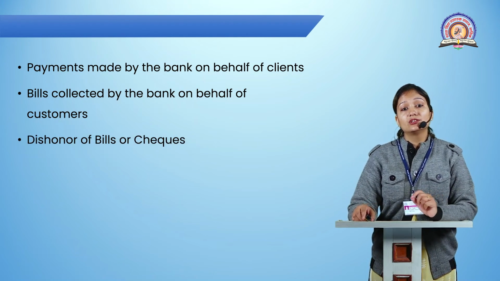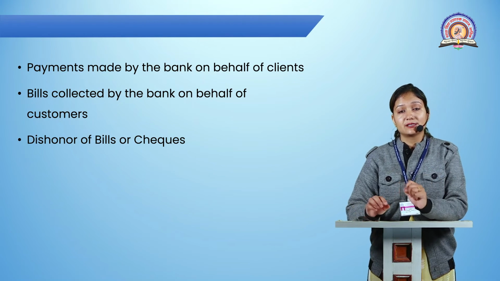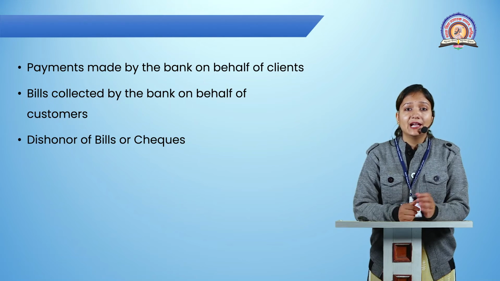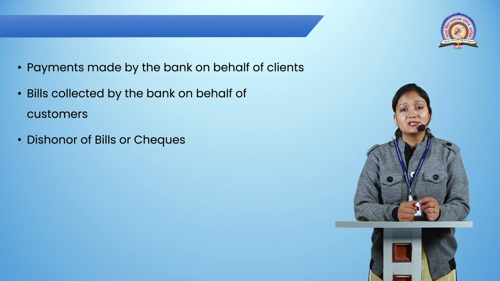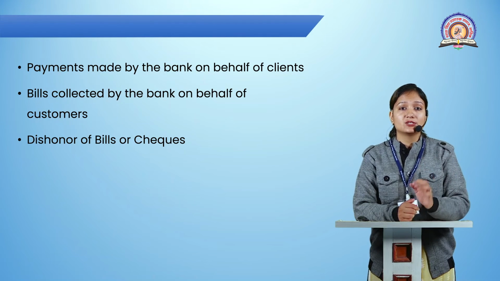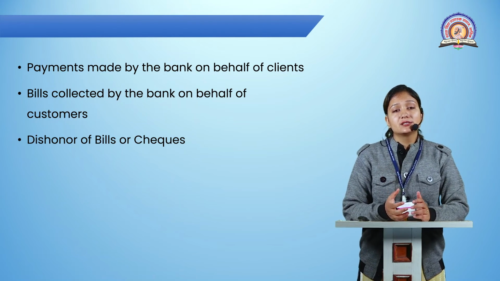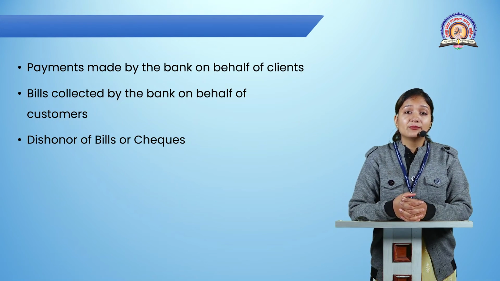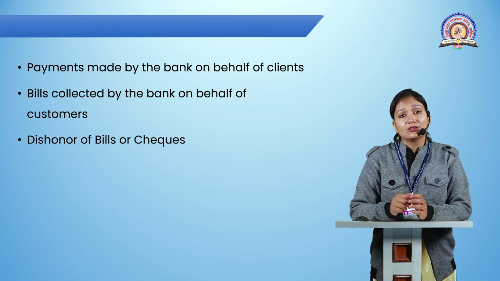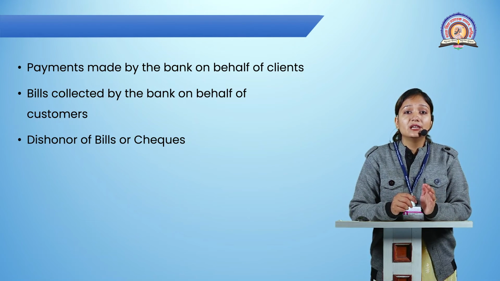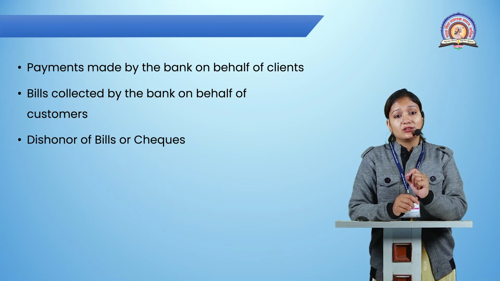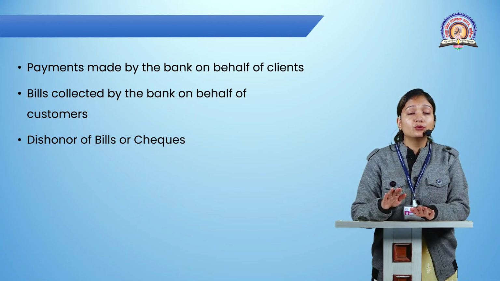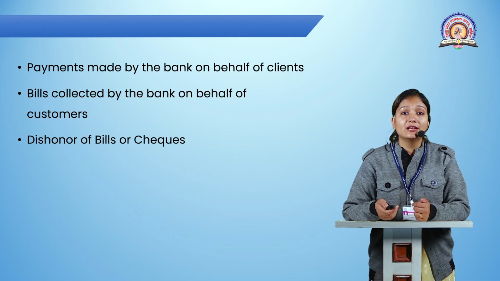Now the next is dishonor of bills or checks. Why is there a dishonor of bills and checks? As you know, what do you mean by dishonor? Dishonor means there is a particular reason through which that check has not passed. Now, what are the different reasons why a bill is dishonored? When there is insufficient balance, or it might be wrong information, or a wrong signature, or any kind of reason. So when the bill or check is dishonored, your balance is going to mismatch. Again, you have to match the passbook and cash book.